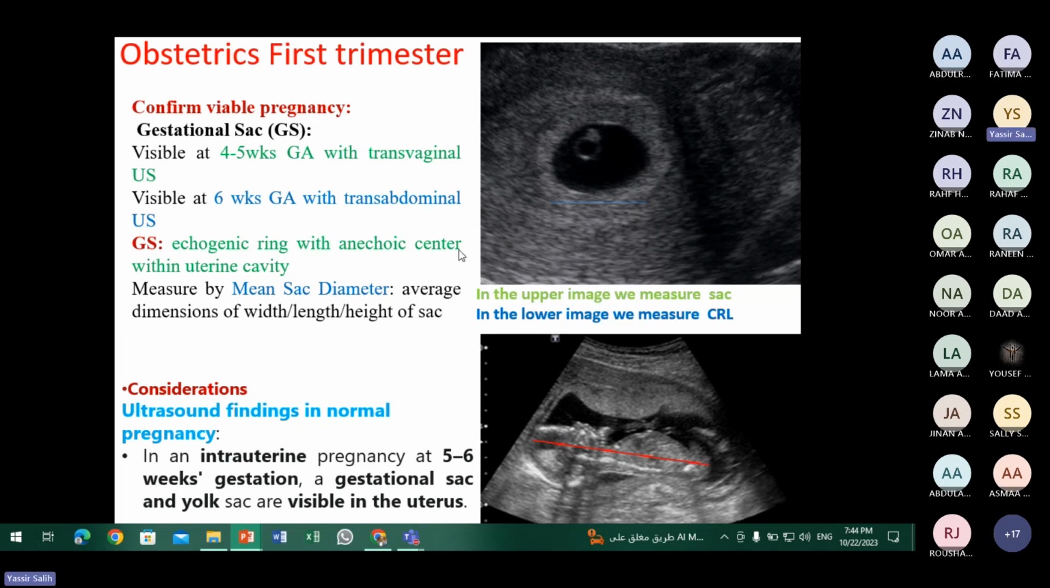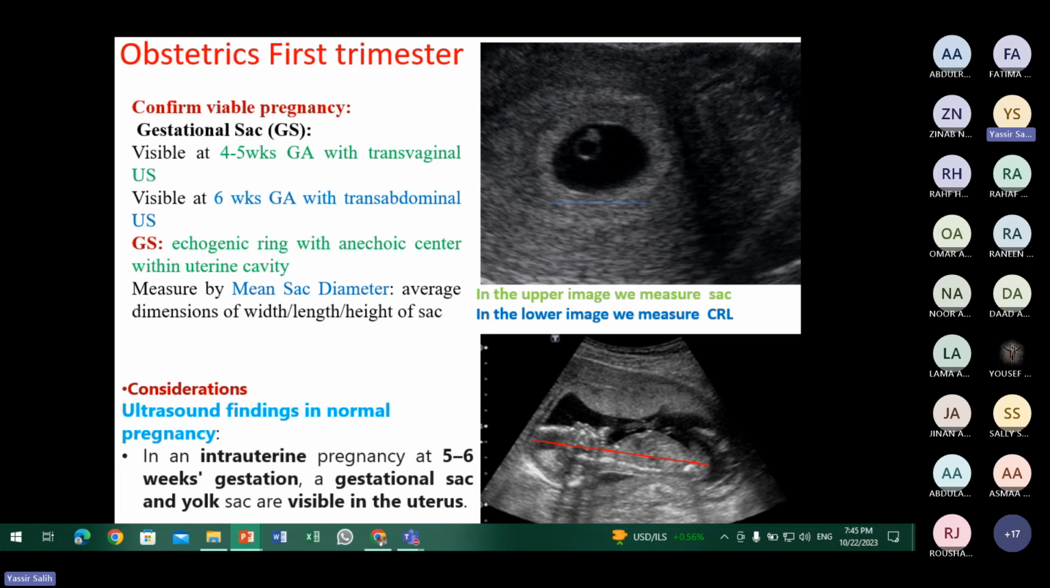After that, the fetus develops and grows, increasing in size. At this time you can estimate the gestational age by another method, called crown rump length. When the pregnancy develops and the embryo increases in size, you can estimate the gestational age by measuring from the top of the head to the buttock, and this is called crown rump length. This crown rump length is the most accurate one.